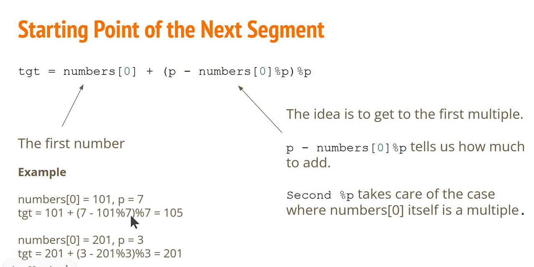Now you might wonder, why do I need a second modulo? Well, the reason is clear from this example. If I take 201 and p is 3, the first number itself is the multiple. If I were to, however, do 3 minus 201 modulo 3, I'll end up at 204. I'll end up missing 201. So you remember, these small points are very, very important. So I will do a second modulo. This is really cool. This will take care of the case where the first number, number 0 itself, is a multiple. And that's why I started with 201. So this is sort of the main idea of the code. Think about it. Very interesting. Happy to discuss as always.